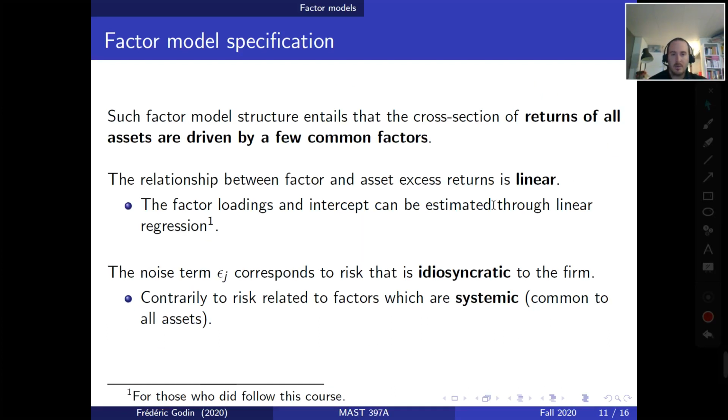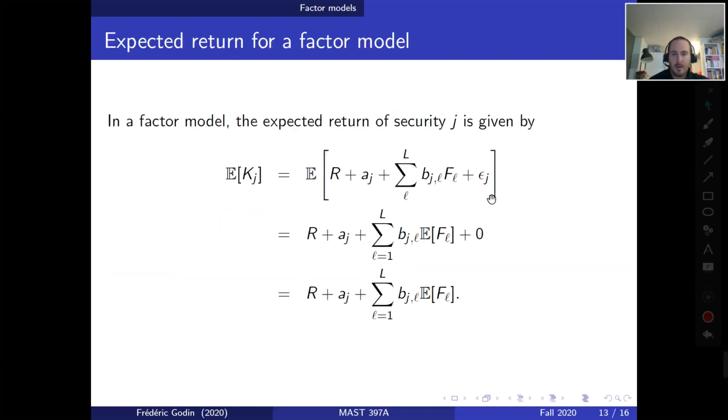Okay, so let's pursue. This is just the calculation I've been doing in red on the previous slide, so I won't repeat it. Oh no, this is not the calculation I did. I did that for the particular case of CAPM, but now we have a general factor model.